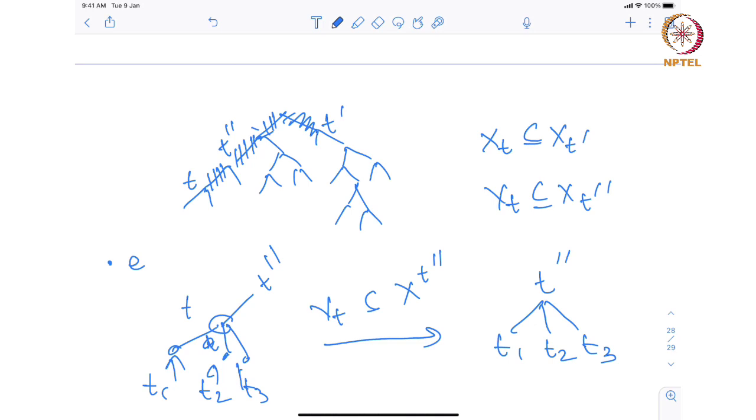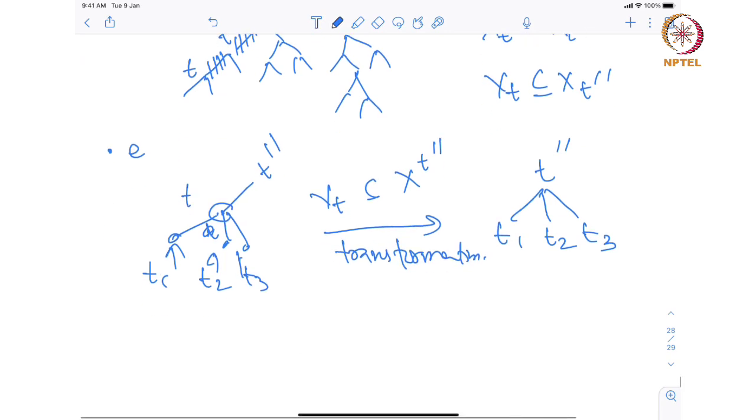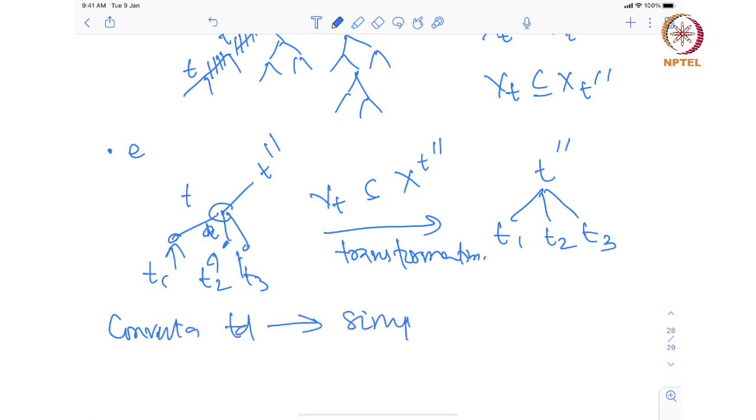And you can still show that this forms a valid tree decomposition, because no property will be violated, because a subset is contained inside this. So the edge property will hold, the vertex property will hold, and the connectivity property will also hold. So you can go bottom up. You start with a non-simple tree decomposition, apply this transformation bottom up, and convert it to a simple tree decomposition. So this is another simple fact that is important to know.